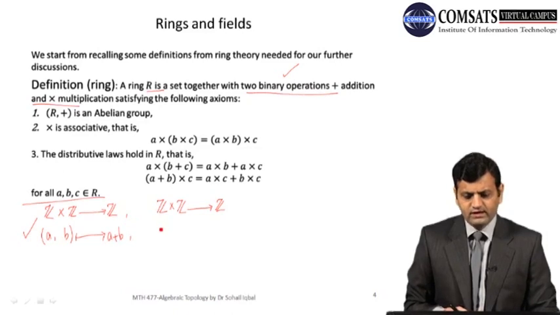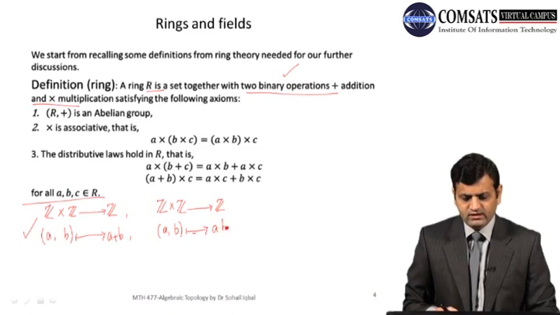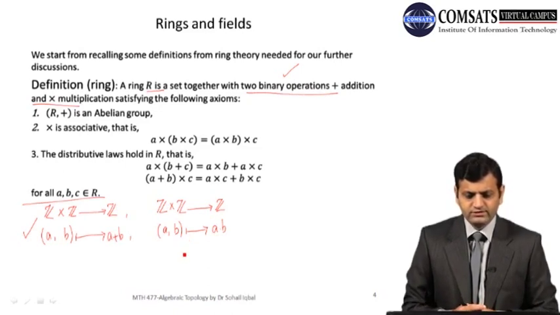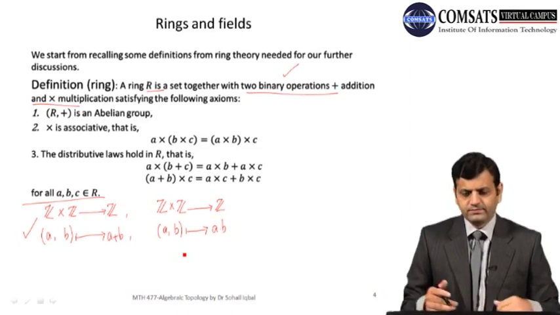And similarly, we can define another binary operation on Z. In other words, I can define another way of defining this map Z cross Z to Z. Given two integers, I can define an operation on A and B such that the answer is also an integer. Of course, we can define it to be multiplication of A and B. So we have two binary operations on the set of integers. These are not the only binary operations on the set of integers. Of course, we can define many other binary operations on the set of integers.